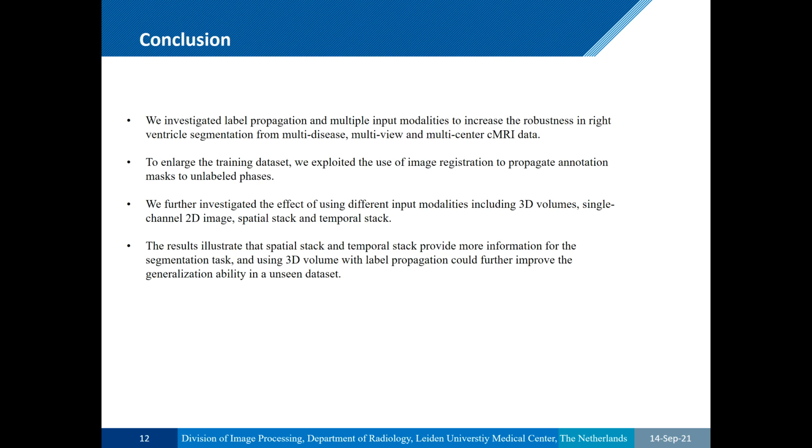We investigated label propagation and multiple input modalities to increase the robustness in right ventricle segmentation from multi-disease, multi-view, and multi-center MR data. To enlarge the training dataset, we exploited the use of image registration to propagate annotation masks to unlabeled phases. We further investigated the effect of using different input modalities, including 3D volumes, single-channel 2D images, spatial stack, and temporal stack. The results illustrate that spatial stack and temporal stack provide more information for the segmentation task, and using 3D volumes with label propagation could further improve the generalization ability on unseen datasets.